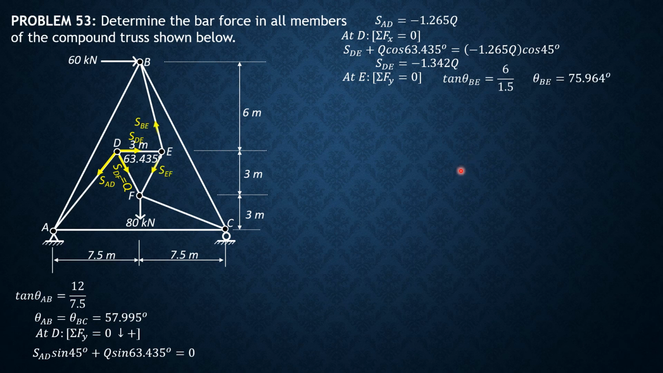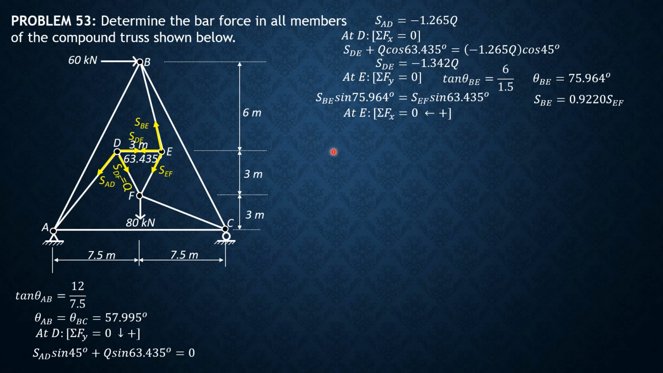Then summation forces Y equals 0. These are the forces. SBE sine of 75.964 equals SEF sine of 63.435 degrees. So SBE is equal to 0.9220 of SEF. And summation forces X at E equals 0, leftward positive.